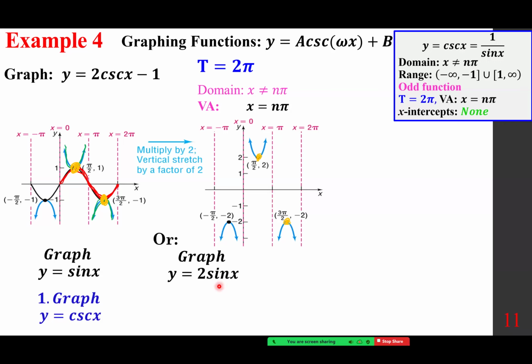Or graph 2 sine x. I hope you see that if I wanted to graph 2 sine x, would that be like this?